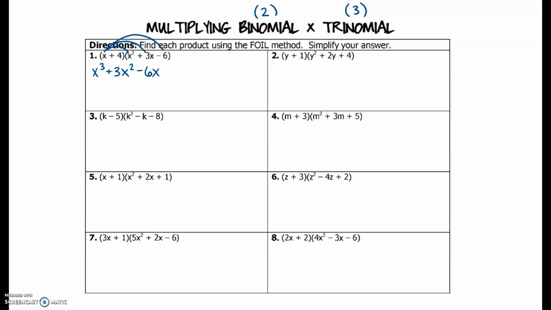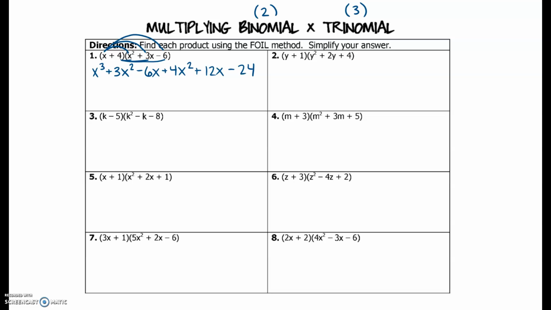Additionally, I have to multiply the second term times every term in the parentheses. So 4 times x squared is 4x squared. 4 times 3x is a positive 12x. And 4 times negative 6 is negative 24. So you notice you end up with this pretty long polynomial here.